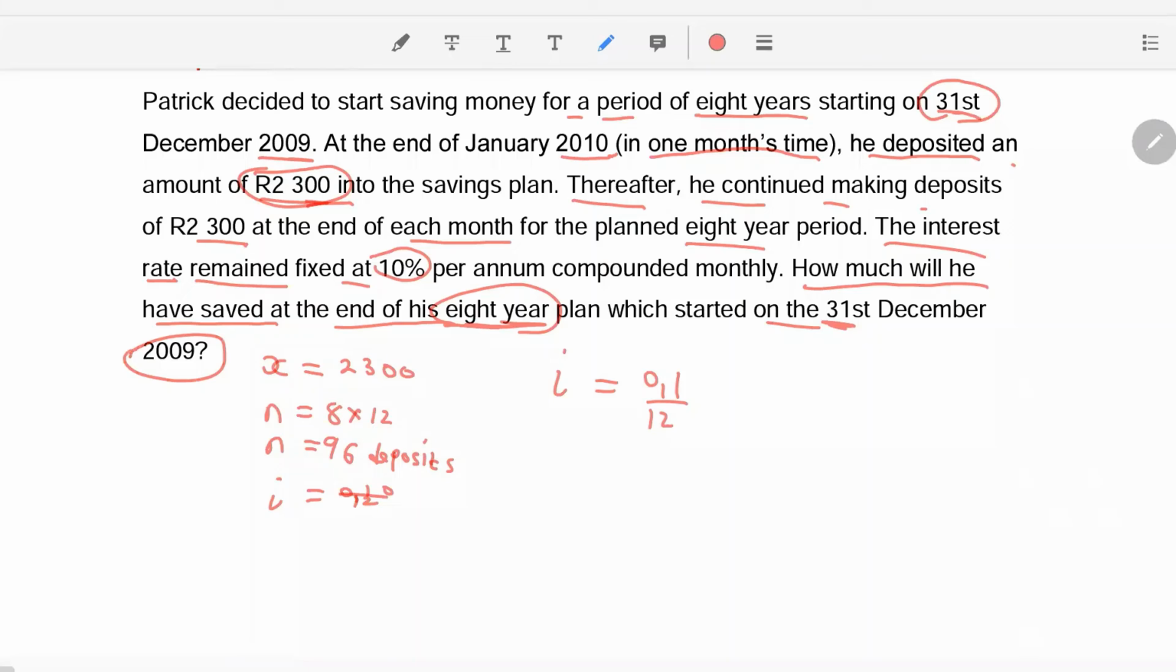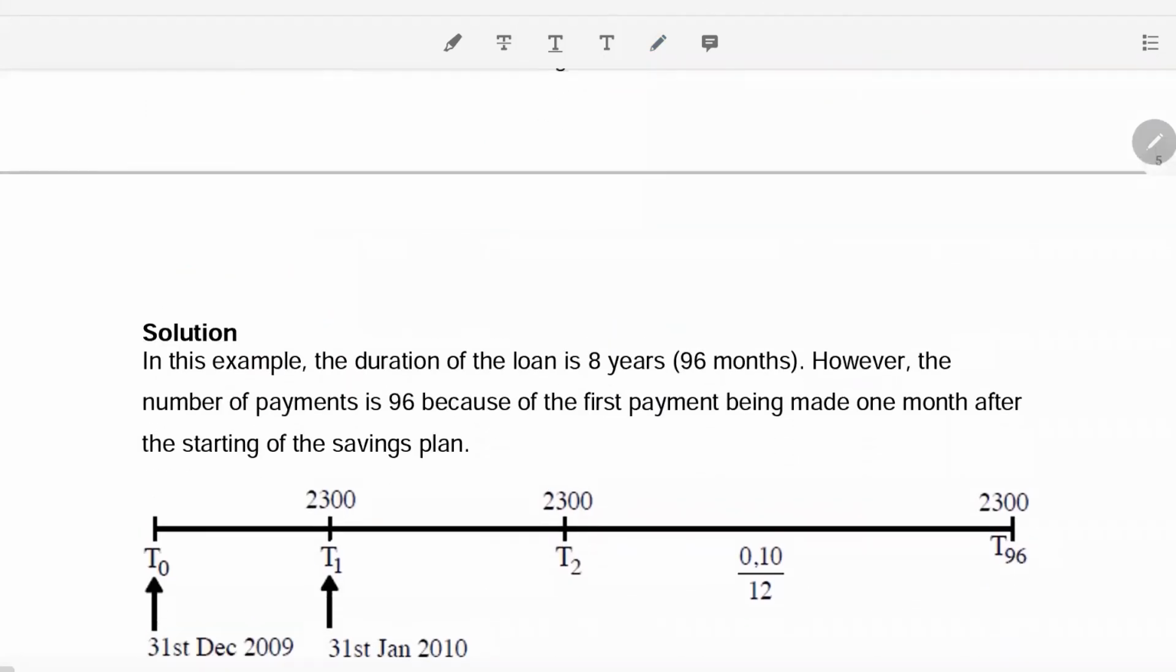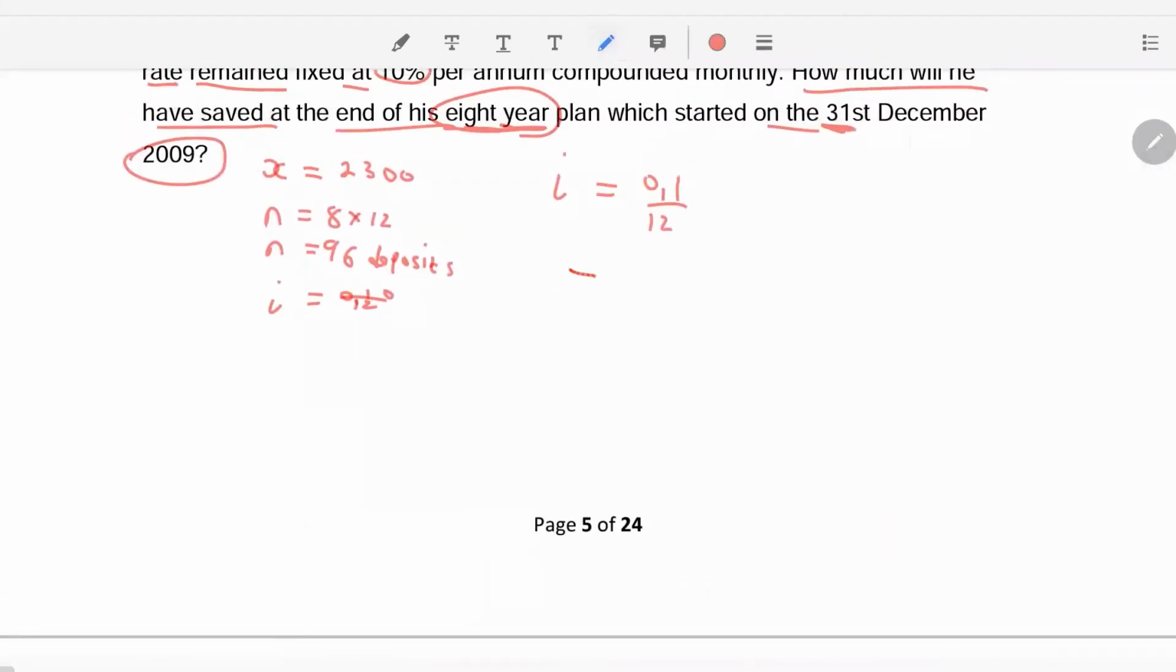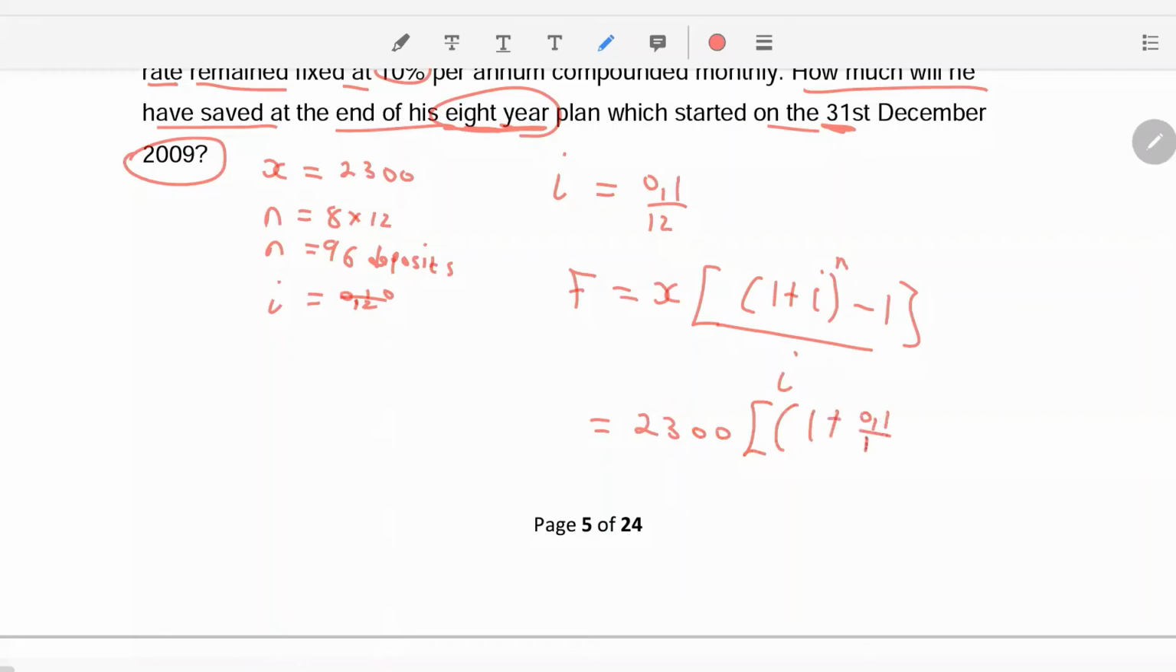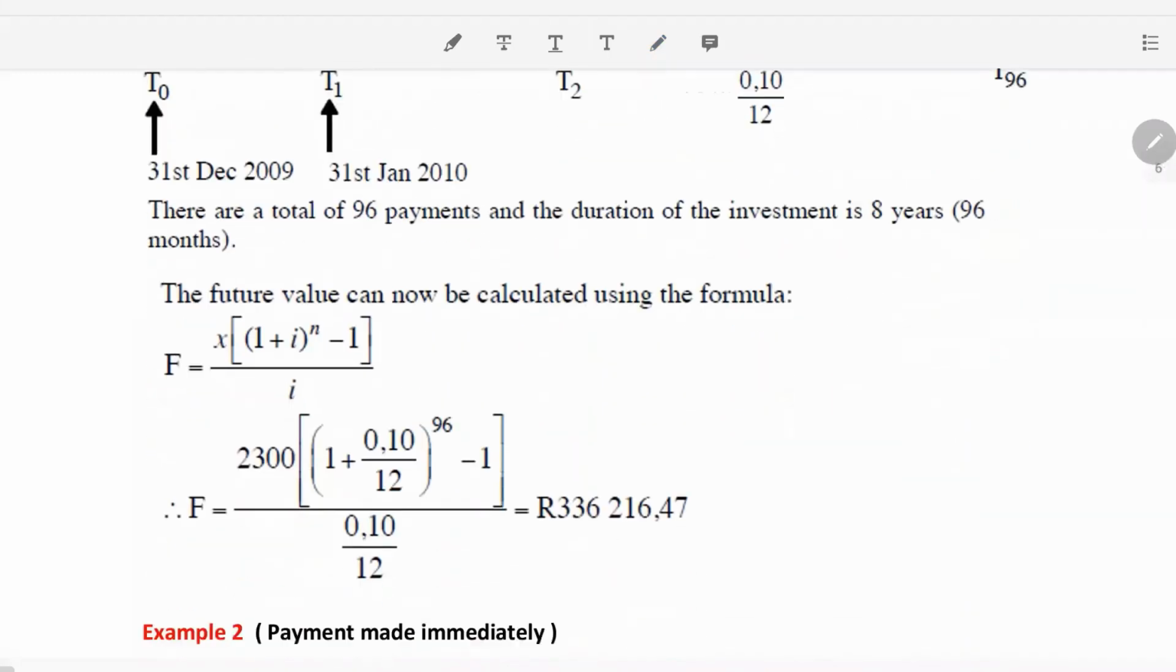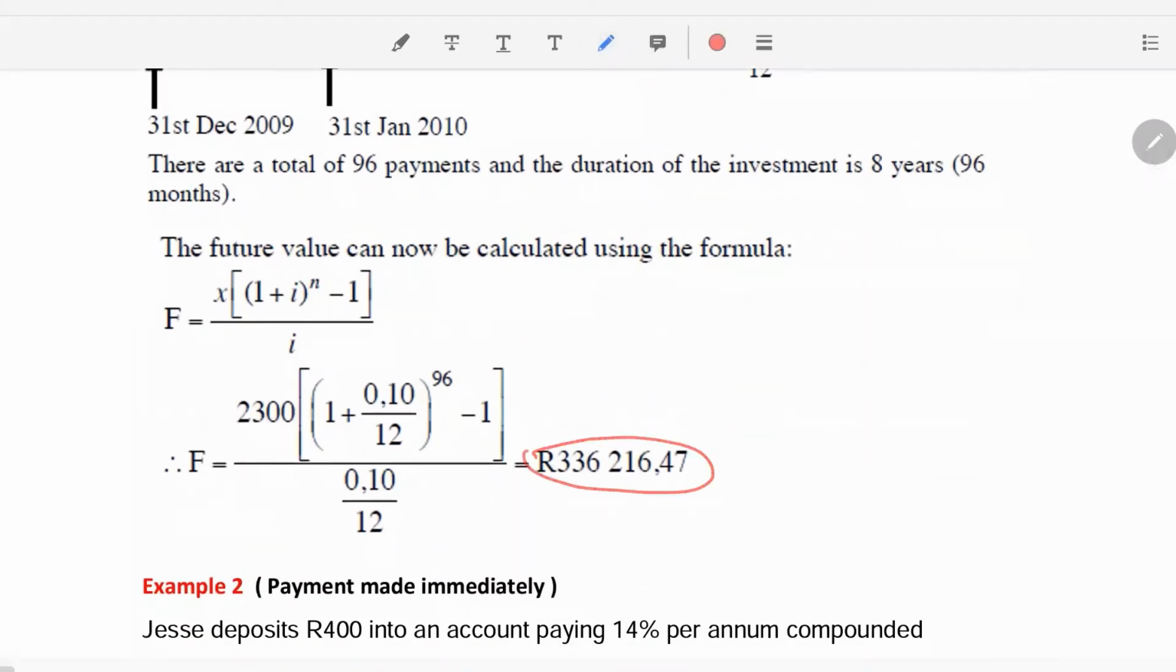So the plan started on 31st December, but it was effected at the end of January. In that situation, you write down your formula: X times (1 plus i) to the power of n minus 1, over i. Our X is 2,300 into (1 plus 10% compounded monthly) to the power of 96, minus 1, over 0.1 out of 12. And this would give a value of 336,216.46.